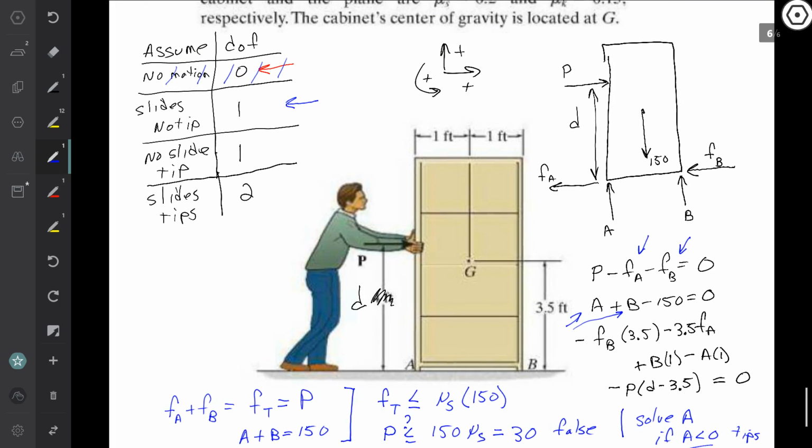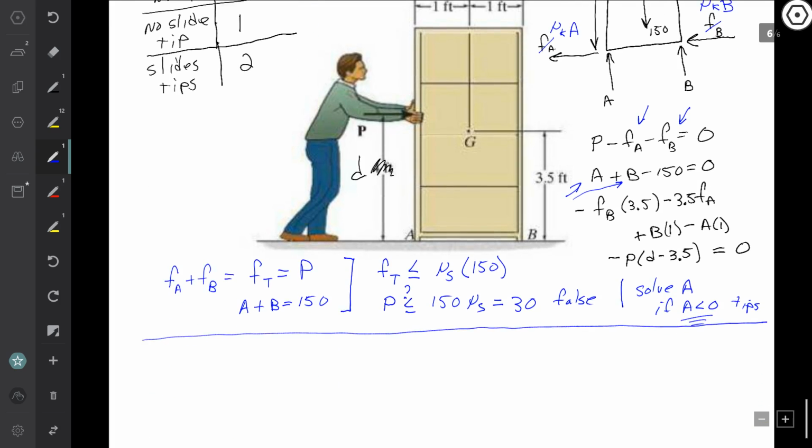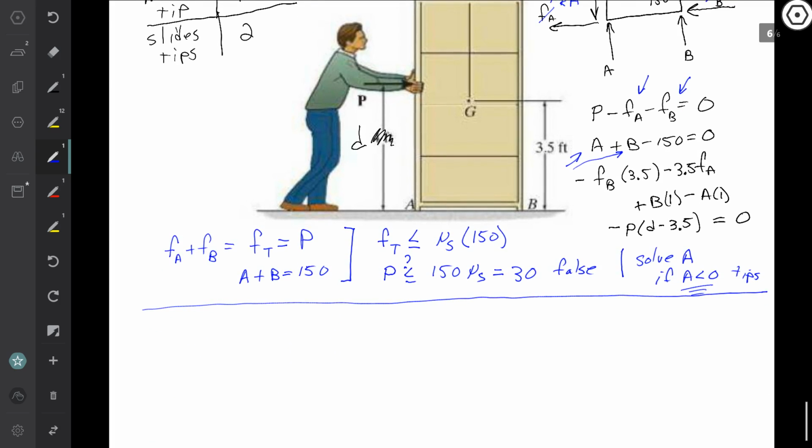Is the free body diagram the same? Well, they're all the same, but since I now assume that it's sliding, this thing is equal to mu k times the normal pressure, mu k B. This guy here is same as it was before, but it's mu k A. All right, the equations are basically the same. The only difference is, let's put them in blue.